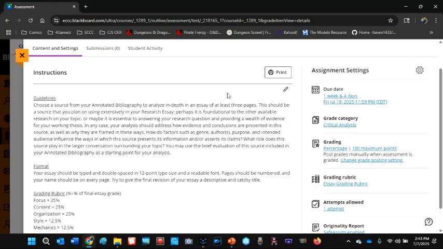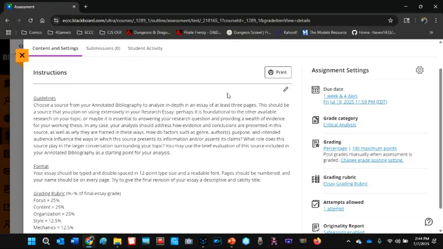In any case, your analysis should address how evidence and conclusions are presented in this source, so in the original piece, as well as why they are framed in this way. I want you to look at how the information is being presented, and I want you to pause it or to think about why it is presented in this way.